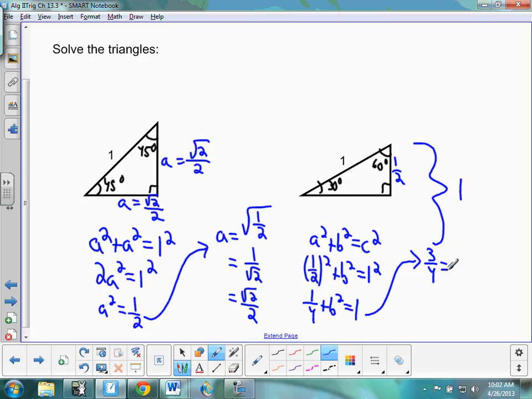It's b squared. I wrote this backwards, but it's okay. 3/4 is b squared. I square root both sides, and I get √3/2 equals b. So this is a side length of √3/2. Subtract the 1/4 from 1.